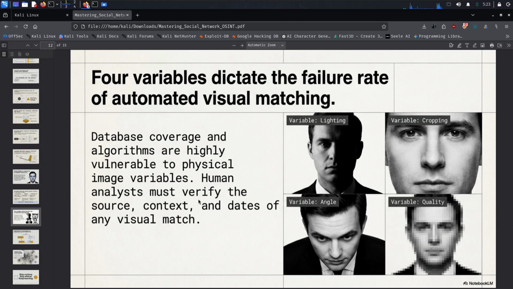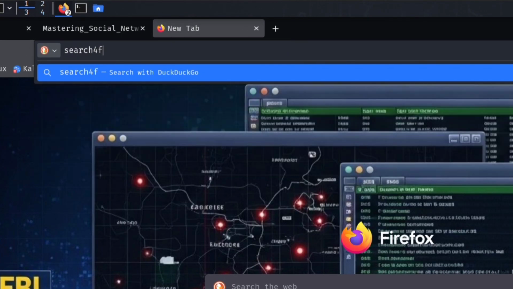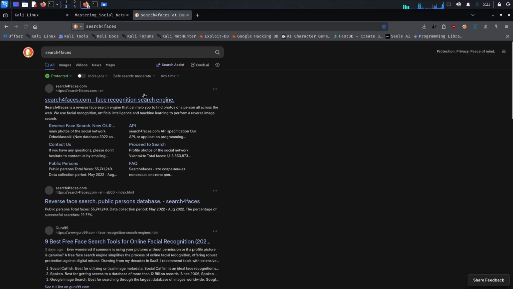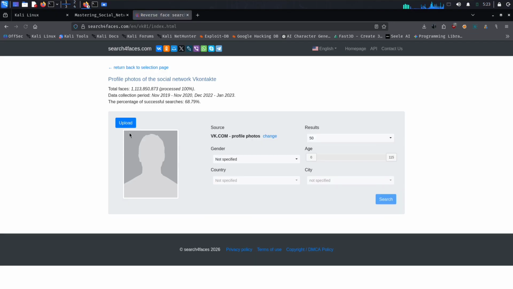Search for faces. The first tool we're going to look at is Search for Faces. It is a facial search service that originated in the Russian-speaking internet space, although its indexed coverage can extend beyond that region. The basic workflow is straightforward. Open the website and select the option for searching by image. Then, for a demonstration, we can use a publicly available image of a well-known public figure, such as John Cena. Upload the image and start the search.